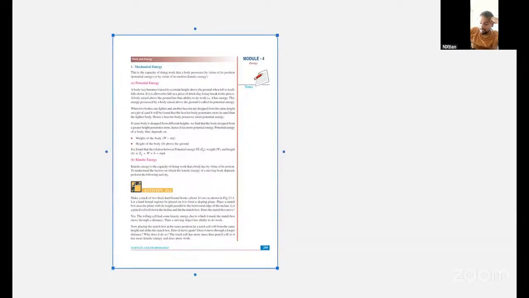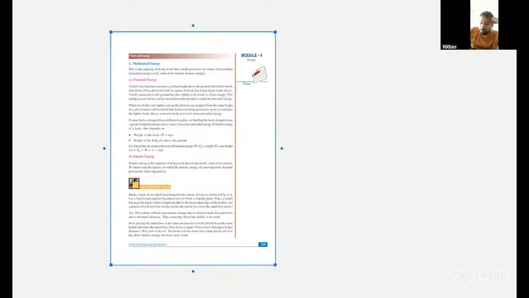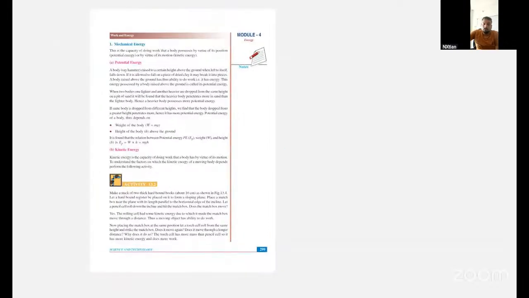Okay, now everyone, please pay attention. So we have mechanical energy. We learned that whatever work we do is converted into an energy form. So the first energy we are going to learn is called mechanical energy. Now, what do we mean by mechanical energy? Mechanical energy is the energy a body has to do work.